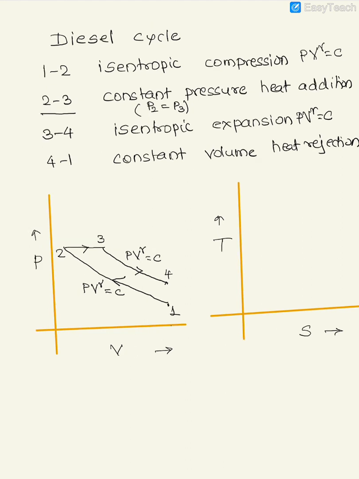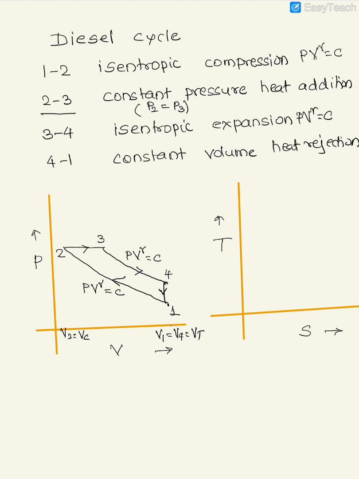So volume is constant, so it has to be a vertical line. It is a vertical line downwards, because heat is rejected, the pressure would decrease, and the volume remains constant. V1 is equal to V4 is equal to the total volume. Here V2 is equal to the clearance volume. So this is how we represent the diesel cycle on the pressure volume diagram.